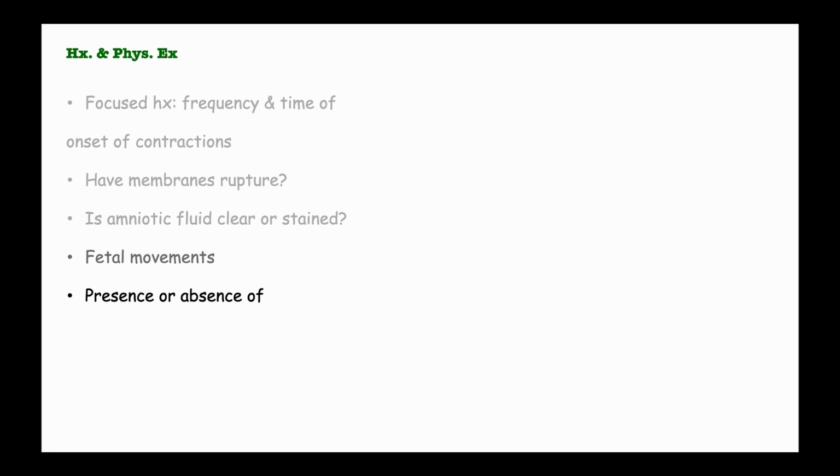Then we need to ascertain whether there is presence or absence of vaginal bleeding. If there is presence of vaginal bleeding, we need to look for the cause of the bleeding and intervene by finding the way to stop the bleeding.